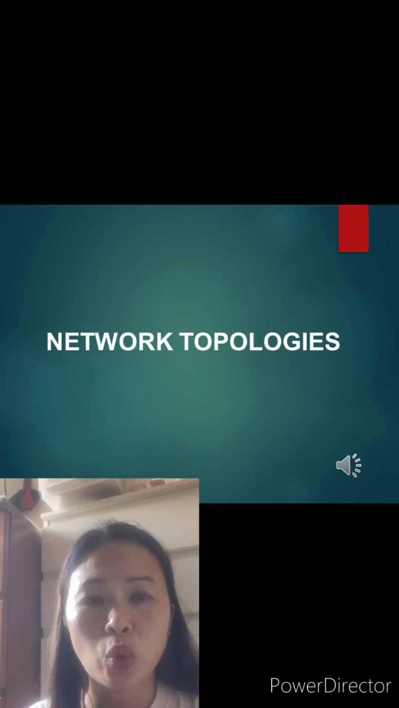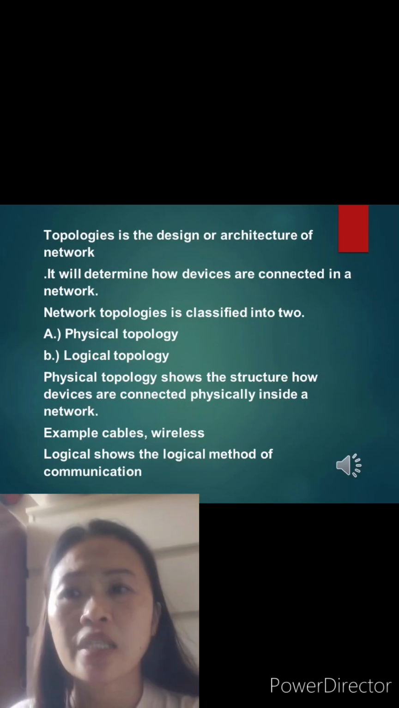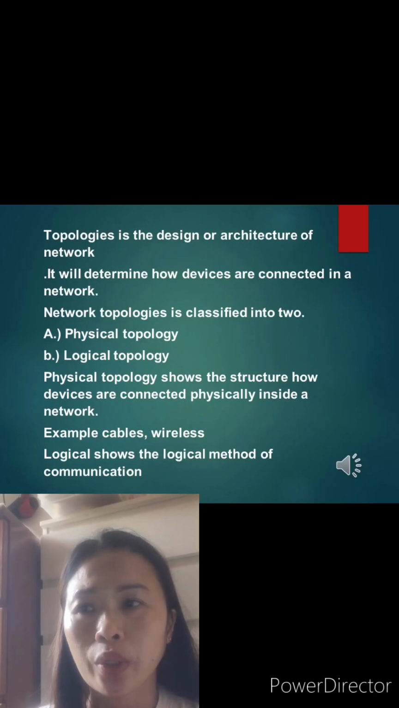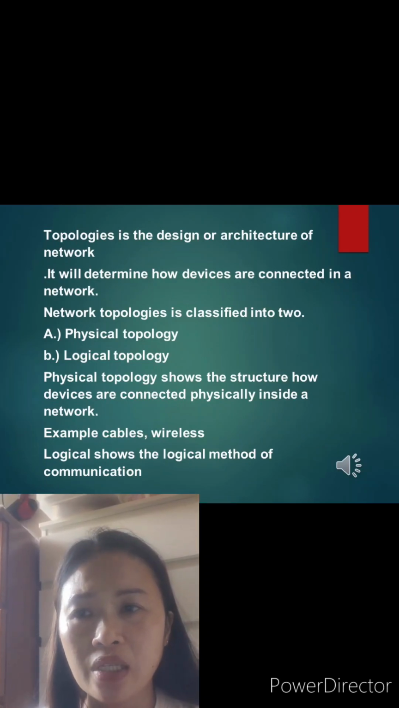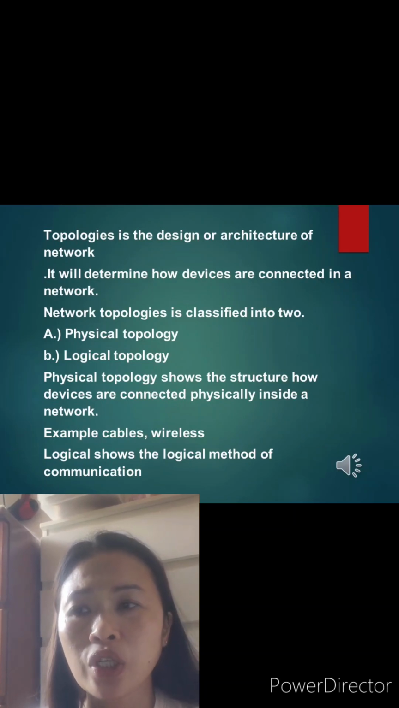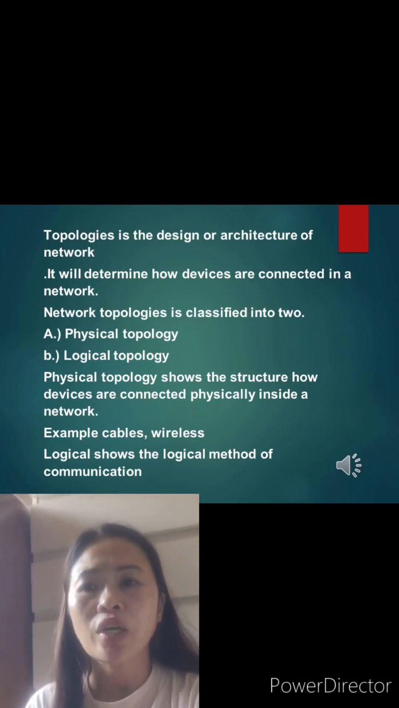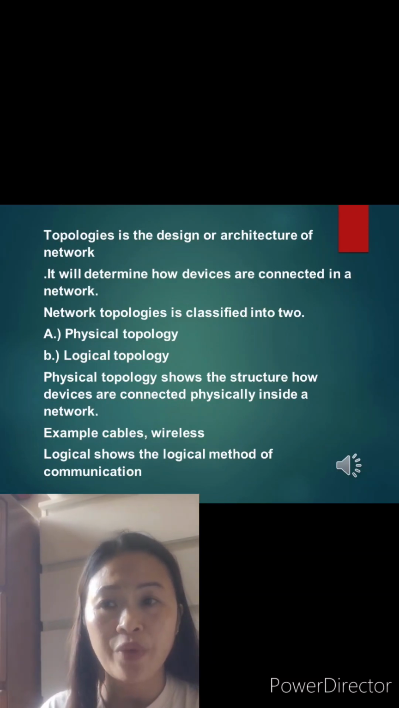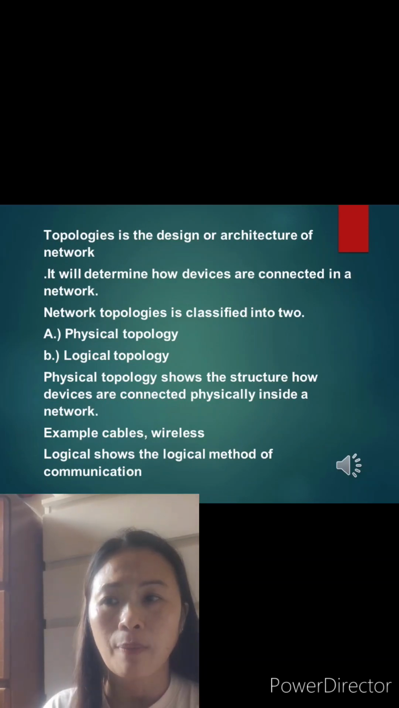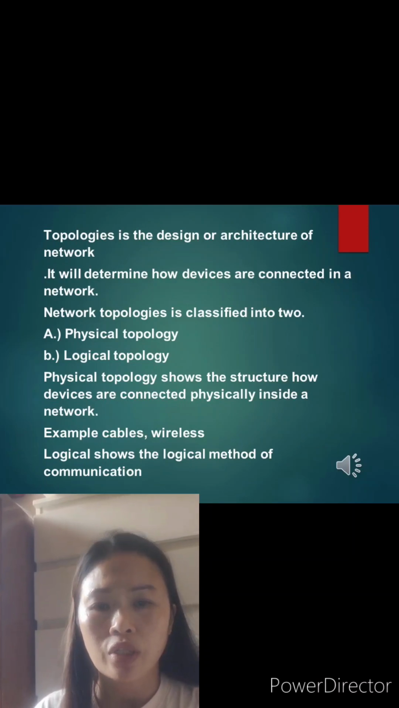Next is the network topology. Topology is the design or architecture of a network. It determines how devices are connected in a network. Network topologies are classified into two: the physical topology and the logical topology. Physical topology shows the structure of how devices are connected physically inside a network. Examples are the cable wires. Logical topology shows the logical method of communication.